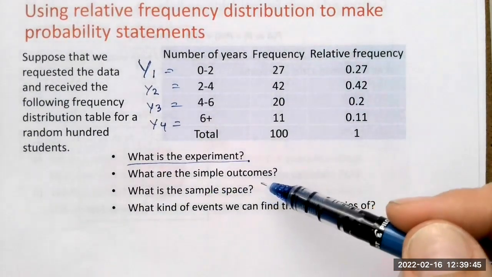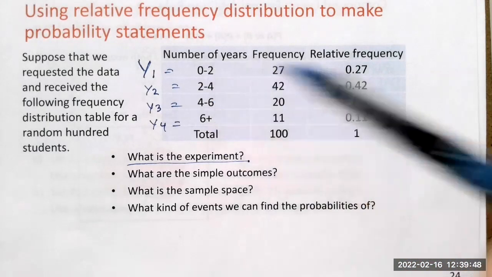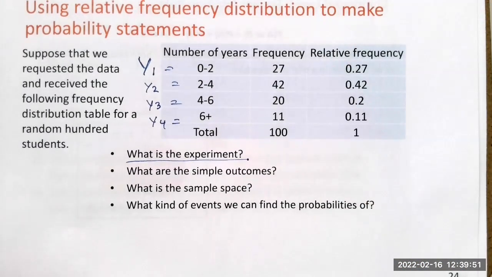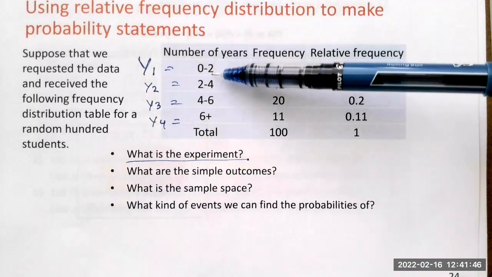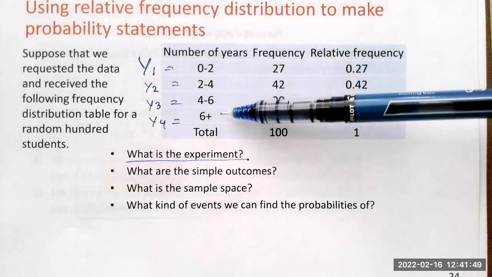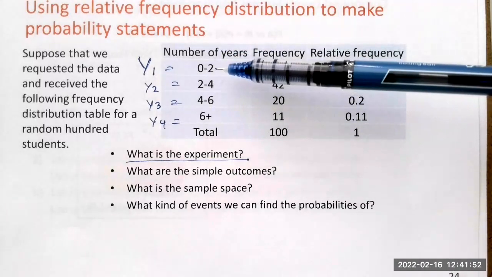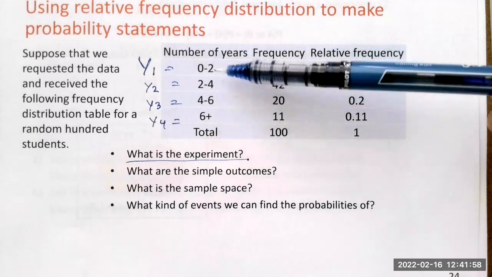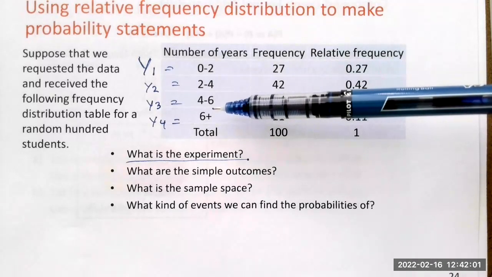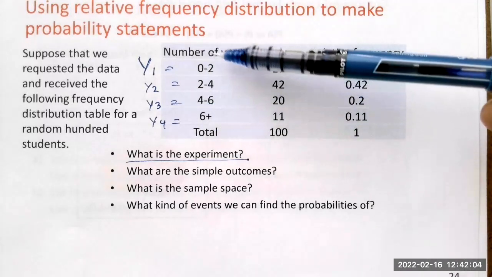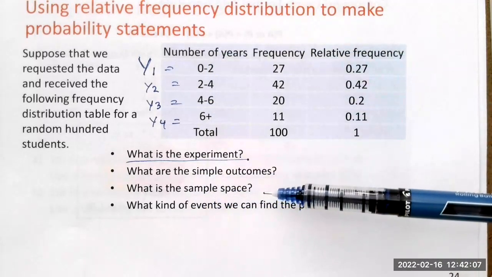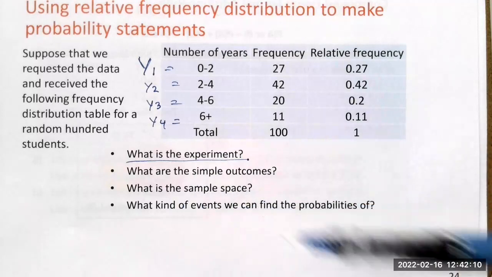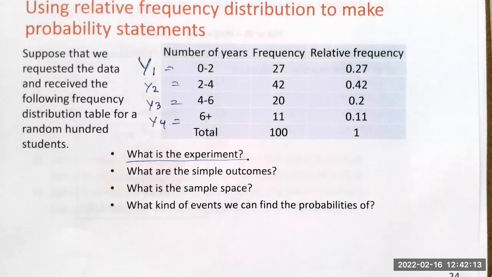What are the simple outcomes? These are the outcomes. And these outcomes are basically defined by the formatting of the table. So if we are making the table ourselves, you should think of the types of outcomes that you want to have when setting up your table. Now, also all of these outcomes form the sample space. Now, let's talk about what kind of events we can find the probabilities of. I'm going to give you a few examples.